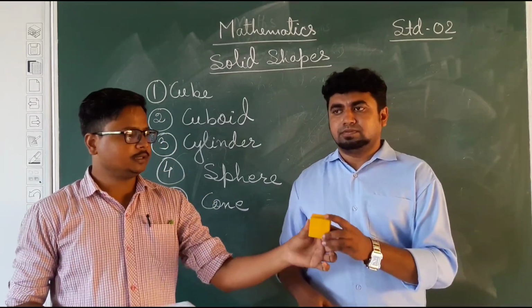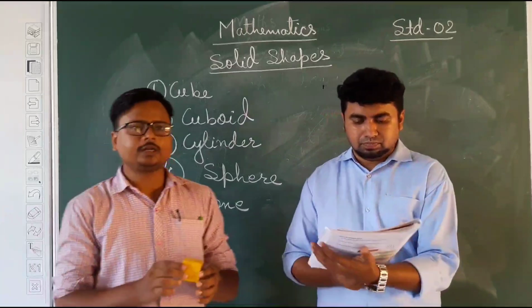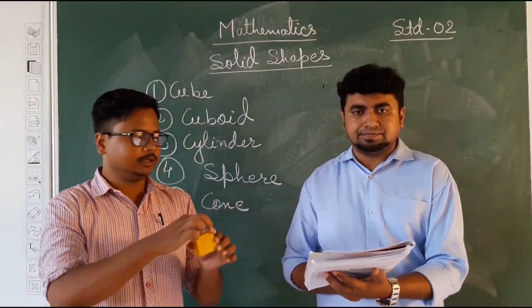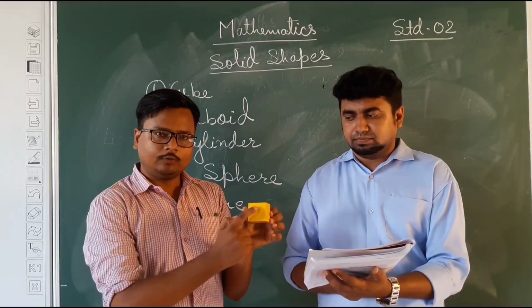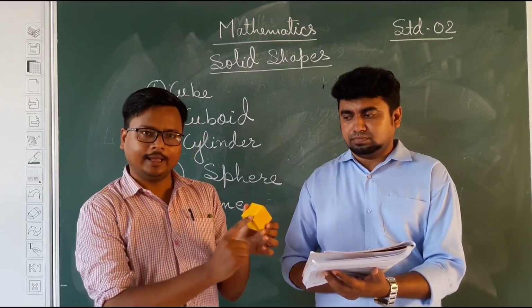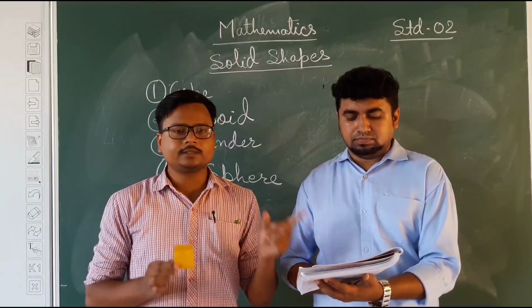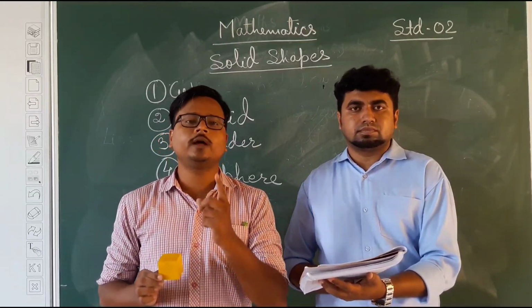So students, please hold this book. You understood that a cube has 3 things. This is called a corner, this is called a face and this is called an edge. A cube has 6 faces, 8 corners and 12 edges.